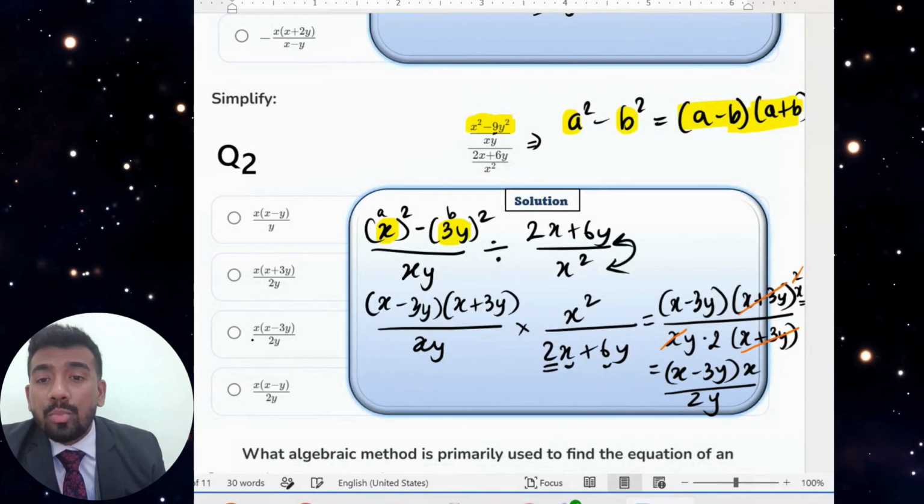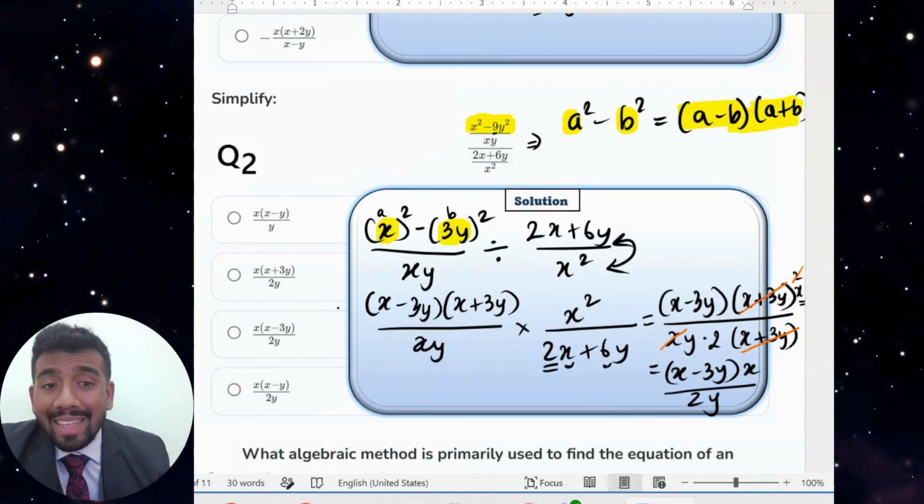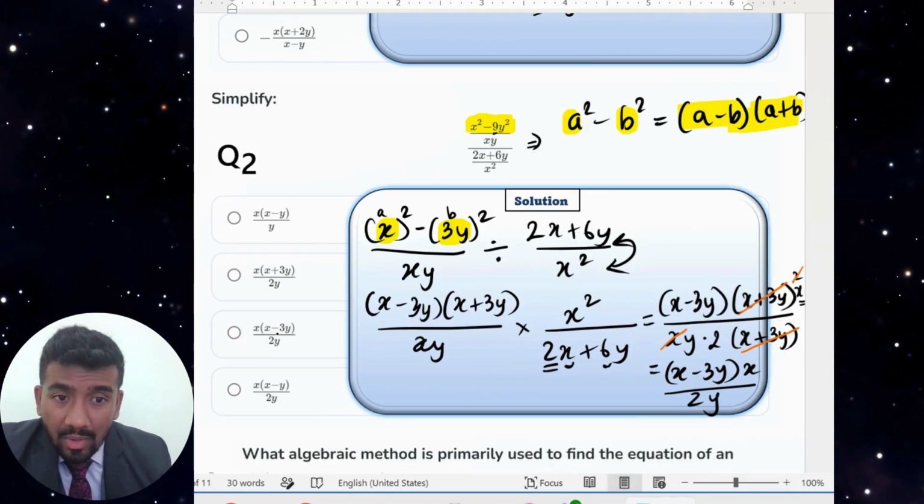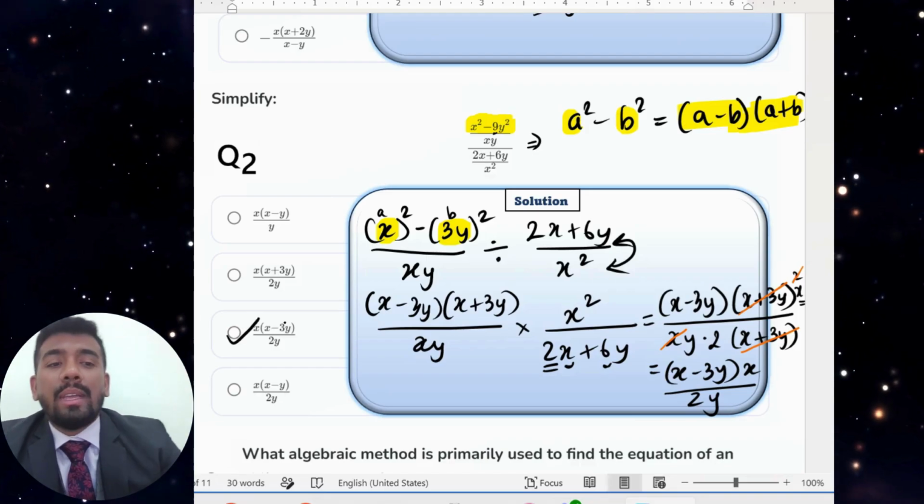2y. Now when you look at the options, be very careful. So you have x, x minus 3y, x minus 3y, and 2y. This option. Understood? Easy peasy.